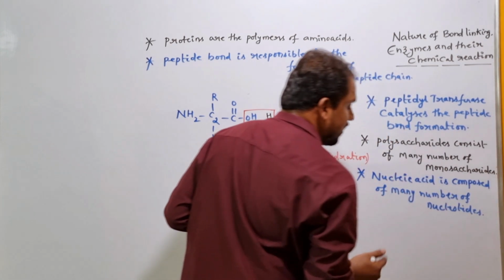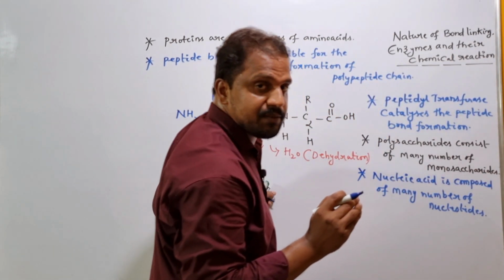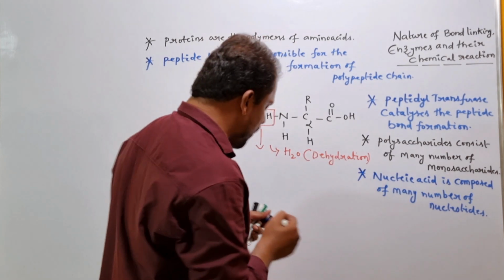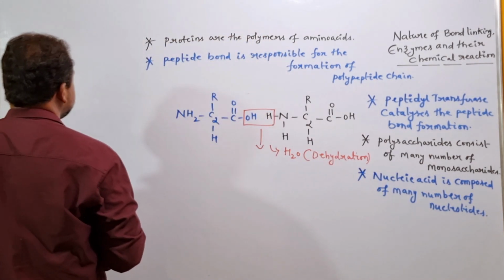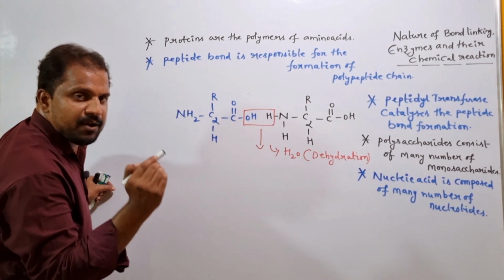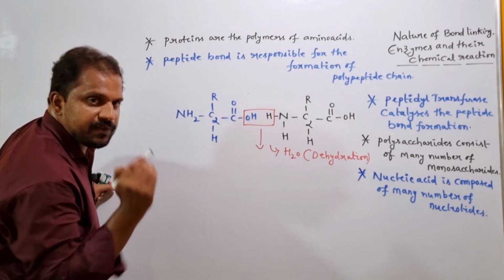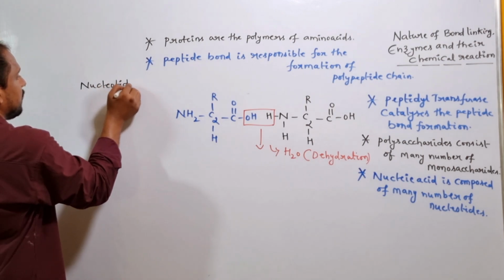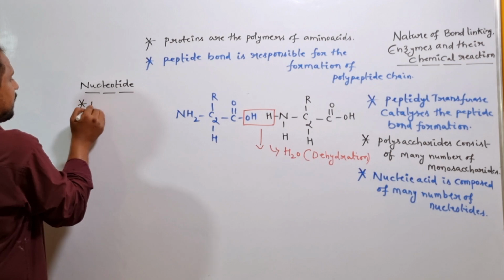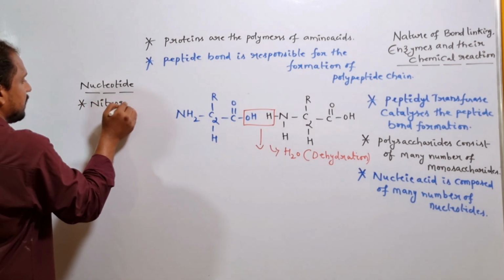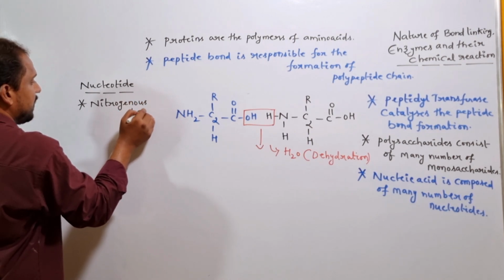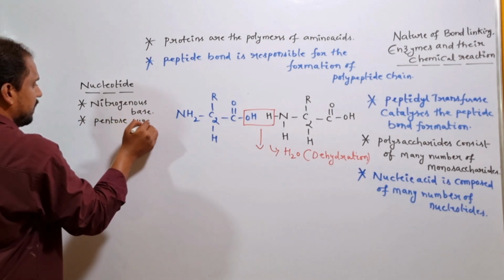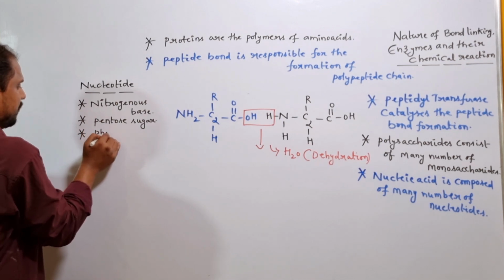Prior to the explanation of how one specific nucleotide is capable of remaining in association with a neighboring nucleotide, at first let us have a look at the term nucleotide. So what is nucleotide? Nucleotide is an association of three specific components, which are nothing but what? Nitrogenous base, pentose sugar, and the other one is phosphate group. So let me write it here. Nucleotide is composed of nitrogenous base, pentose sugar, and phosphate group.